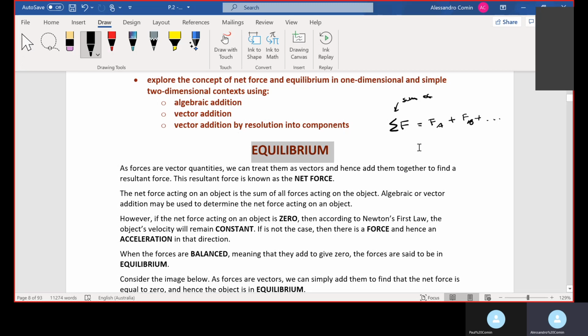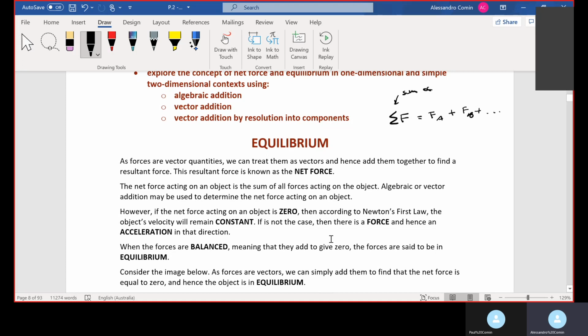But what is equilibrium? Well, equilibrium is very interesting. If the net force acting on an object is zero, which means that all the forces acting on an object cancel out, then according to Newton's first law, the object's velocity will remain constant because there's no force acting on it. If this is not the case, then obviously the net force, or the resultant force, we can use those terms interchangeably, is going to be the direction of the force that the object experiences and the subsequent acceleration.